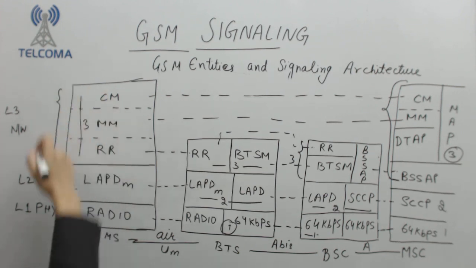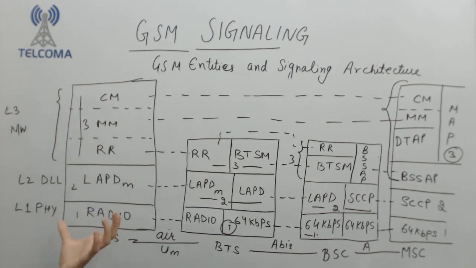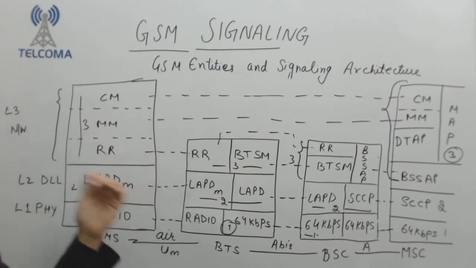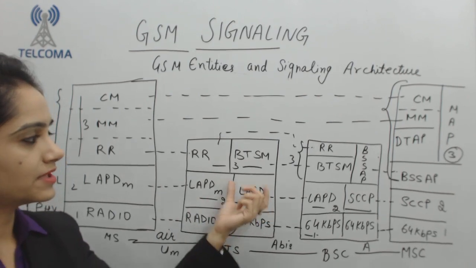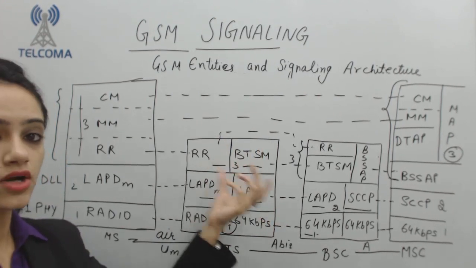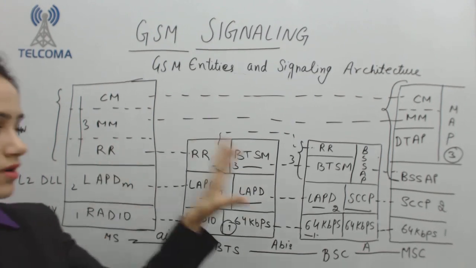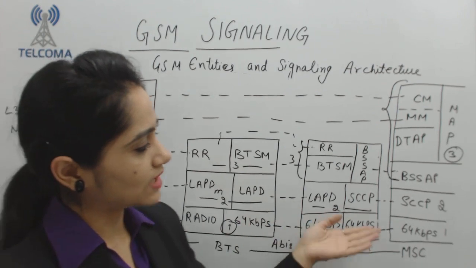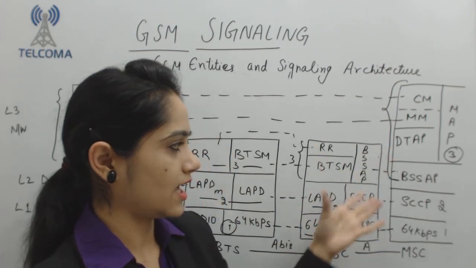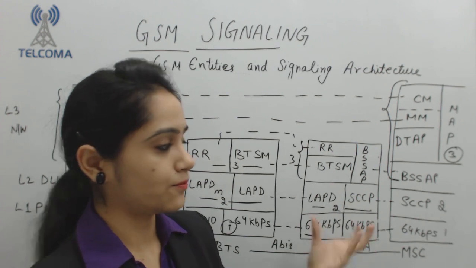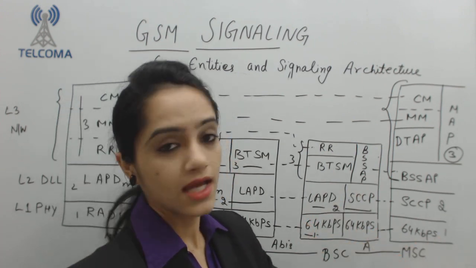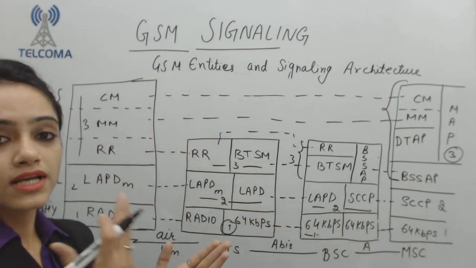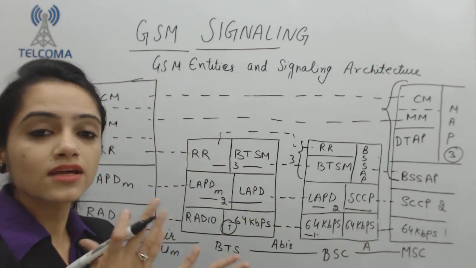Now, these protocols, that means mobile station has access to radio part, LAPDm, and all these protocols. Whereas this protocol, sometimes we have LAPD and BTSM. These are the protocols which are not required by mobile station. So these protocols are required by our BTS system. Similarly, SCCP and BSSAP are required for connection between BSC and MSC, and they are recognizing each other, with the help of which we can communicate.